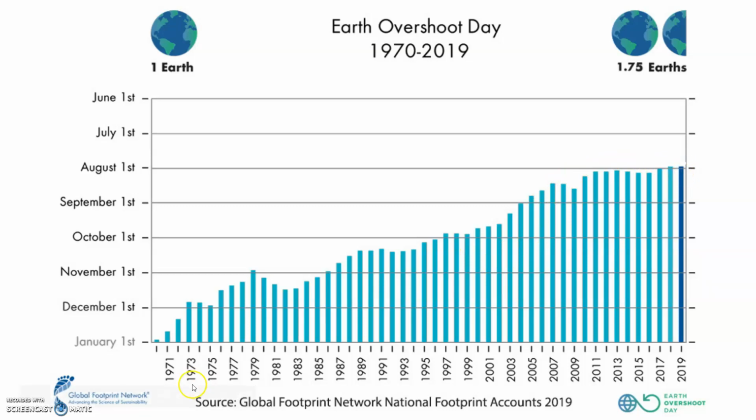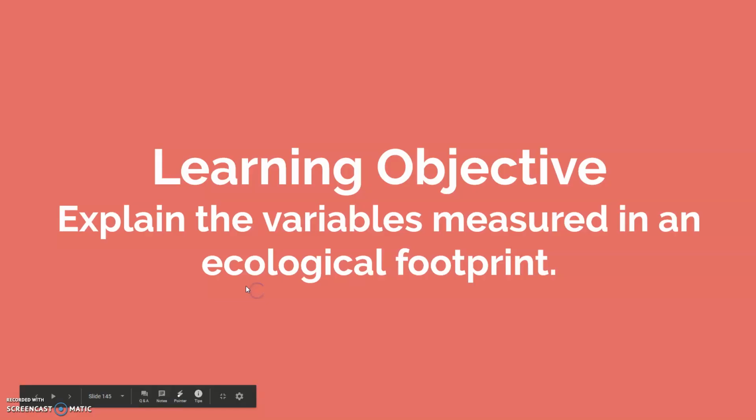Again, we used to be able to last until the next year. So that means we are reaching a point in the year where we have already consumed what we should have consumed for the year. Okay, on that happy note, we will get to more sustainable options, and we're going to talk all about the optimistic things soon. But for right now, I'll explain the variables measured in ecological footprint, and that's all.